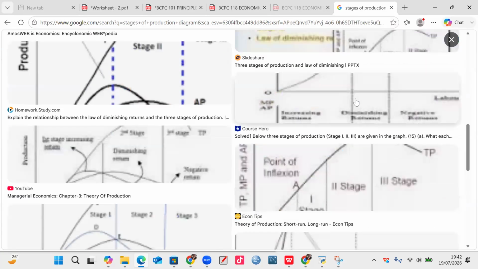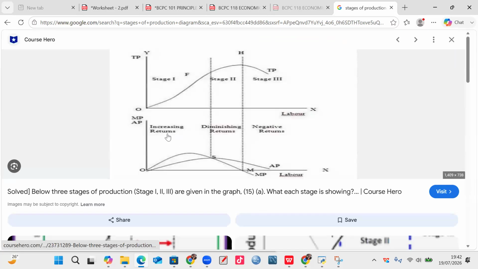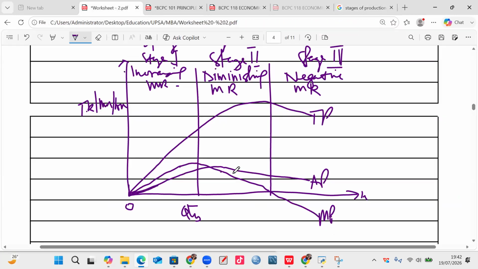So let's look at this one. You see increasing returns, diminishing returns, negative returns. Have you seen it? Stage 1, stage 2, stage 3. Have you all seen it? Yes, please. So these are the stages of production. That's what I drew here.